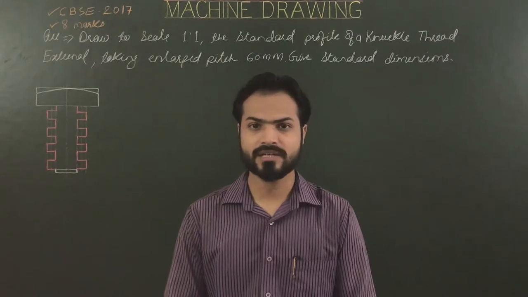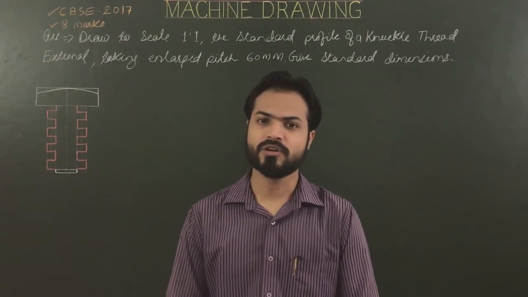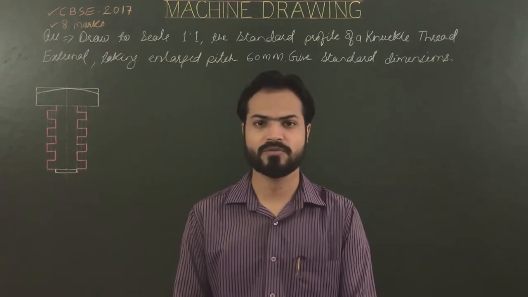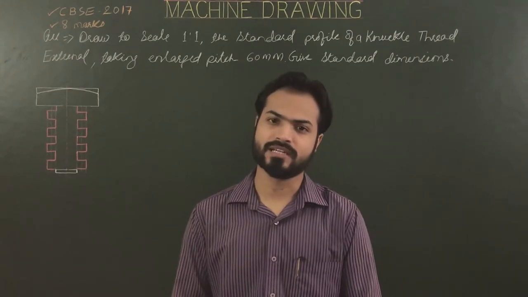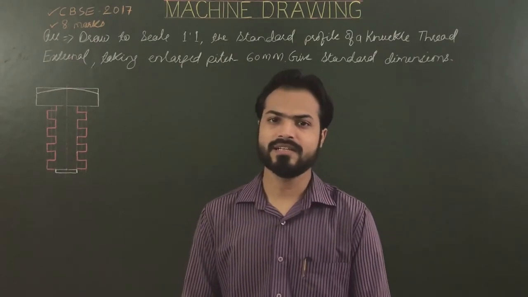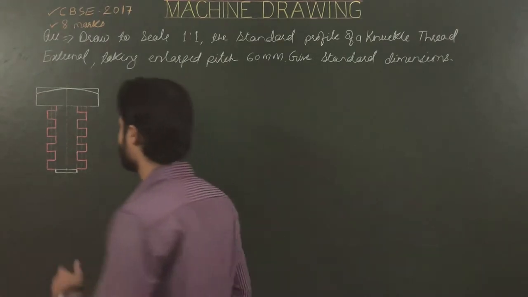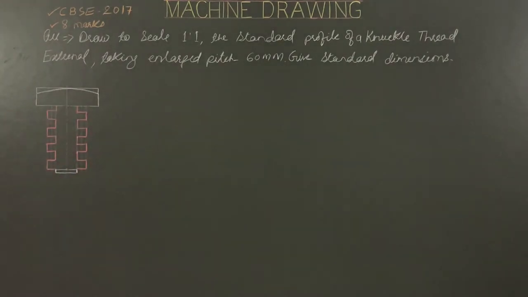Today we are going to learn about knuckle profile. As you know, knuckle profile is a modification of square profile or square thread. So let's see how to modify square profile to get a knuckle profile and how to decide standard dimensions for knuckle profile. As you can see, it's a square threaded profile. Now knuckle profile can be formed by rounding off the corners of square thread to such an extent that it has a complete rounded profile. Complete rounded profile means circular, full circular or half circular.